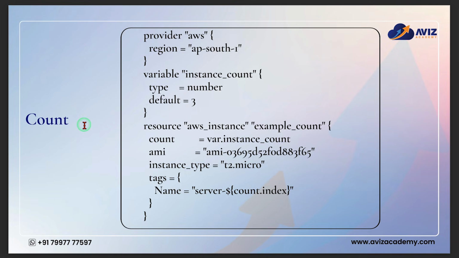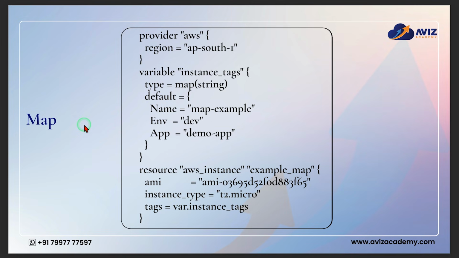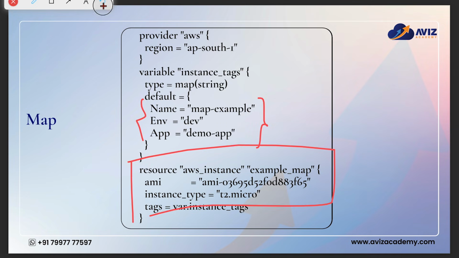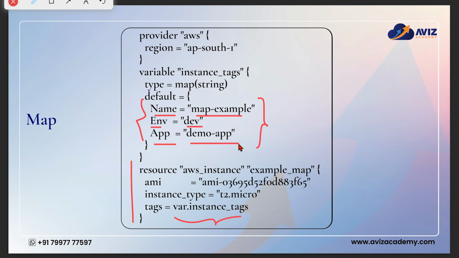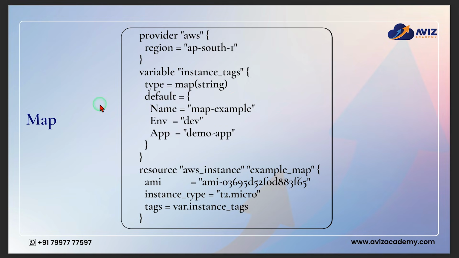We used this count variable multiple times, and we have something called map. When coming to this map, it's primarily used for tags, whatever the instance I'm using here. I want to add a tag, where name is equal to map example, environment is equal to dev, app is equal to demo app. So here what we are doing, end of the day the values are going to be string only, but we are defining it as a map. So these are the examples I'm going to pick and demonstrate.